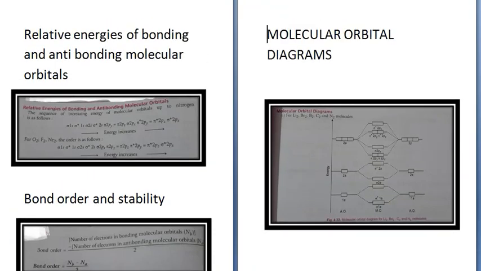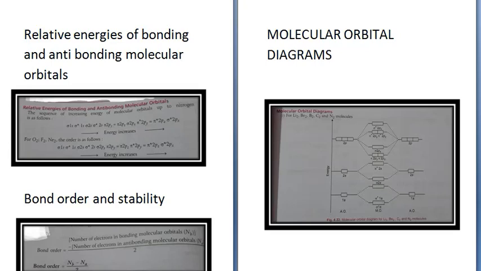For lithium, beryllium, boron, carbon, nitrogen, etc., this is the way the molecular orbital diagram is to be drawn. They're all Li2, Be2, B2, C2, N2. All of them will have the same diagram.